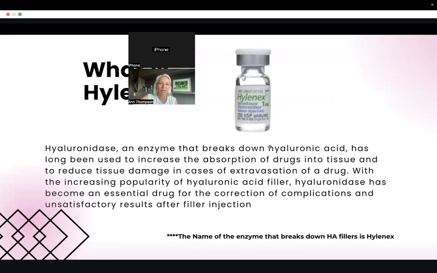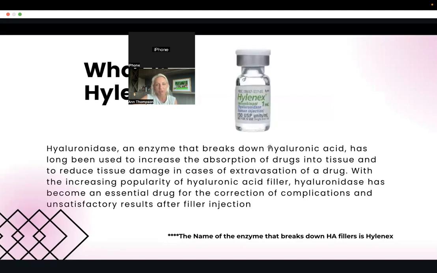So Hylenex, or hyaluronidase, is the name of the enzyme used to dissolve all HA fillers. So this is what we use. It looks just like this. It's 150 units per ml. Do not dilute it if you have a true VO.